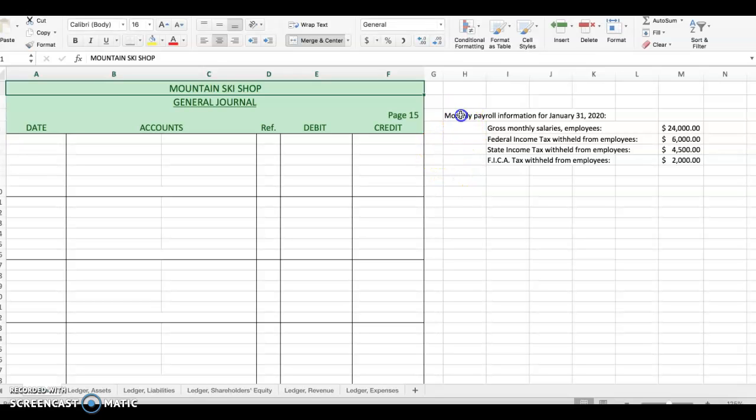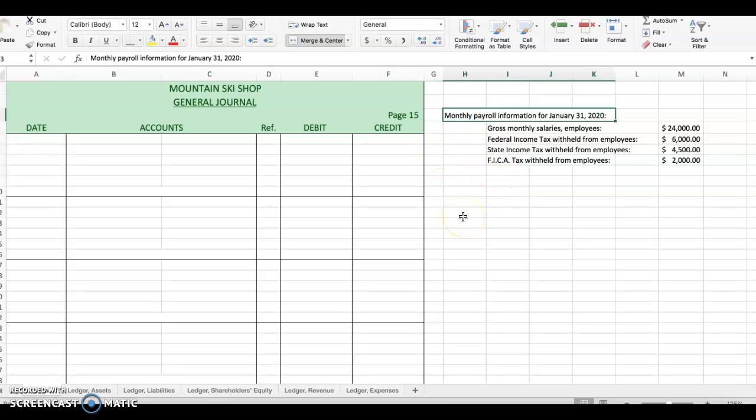This is the monthly payroll information for January 31st, 2020. So we're jumping ahead a few months, and we're at the beginning of the year, and we'll explain why we're doing that using January a little later. But let's assume that it is the end of the month of January, and this company, the Mountain Ski Shop, pays its employees once every month. It makes it a little simpler for us.